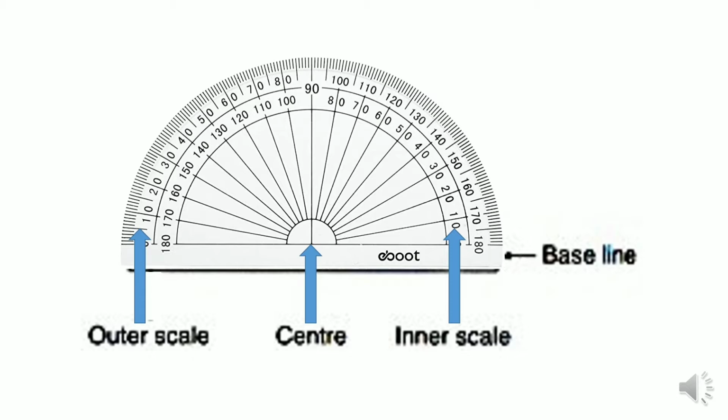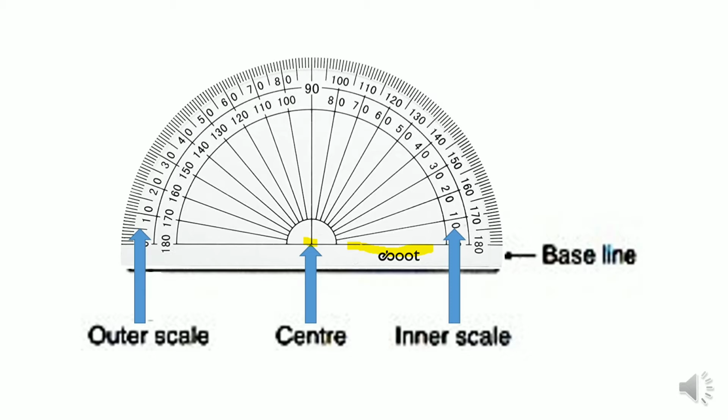Now let us see the protractor. So here this is the protractor. This line is said to be the baseline, this is said to be the center, this is the inner scale, and this one is the outer scale. This is the protractor that we have.